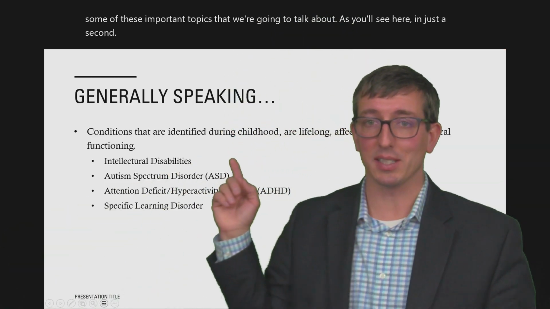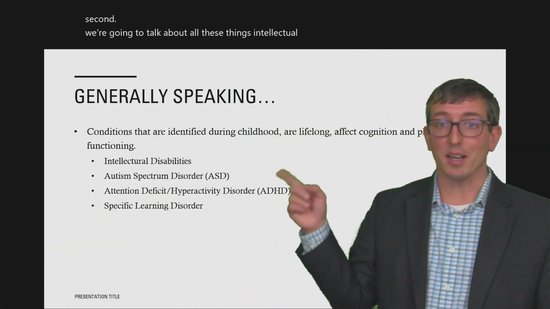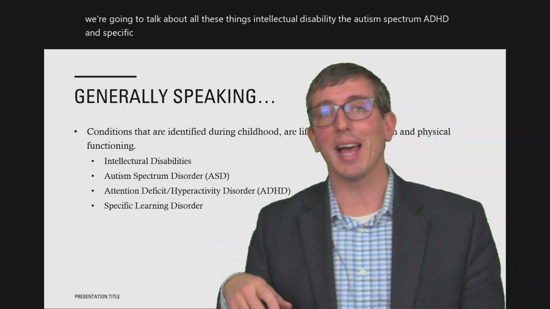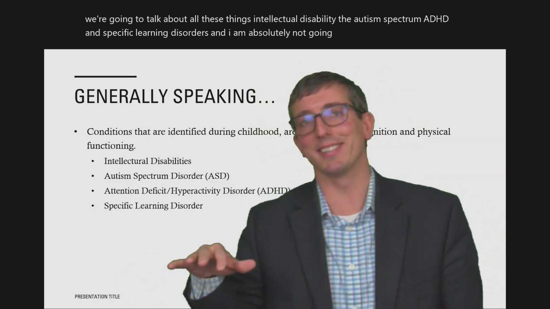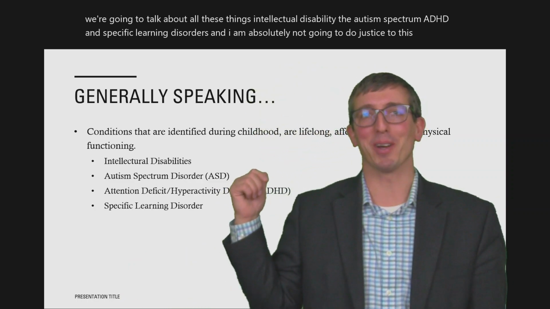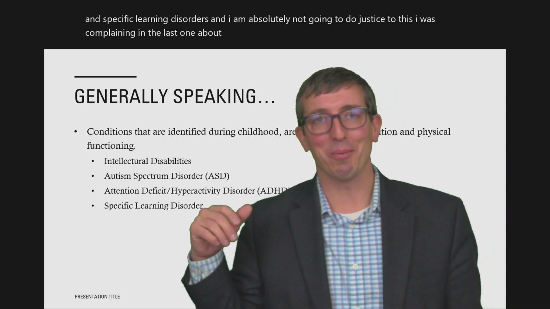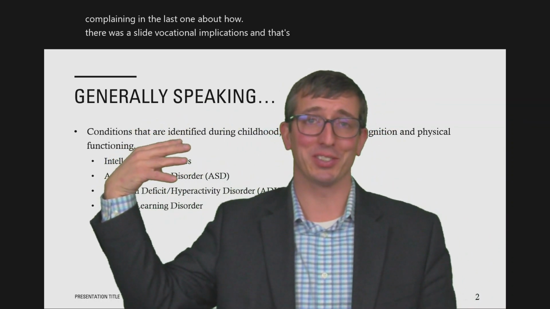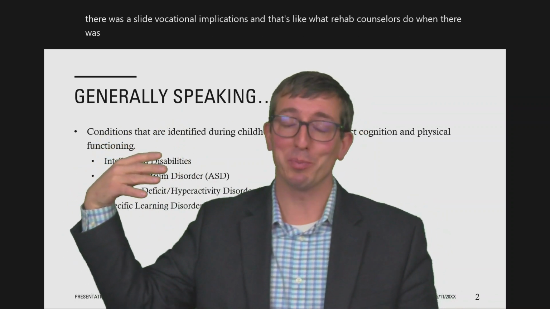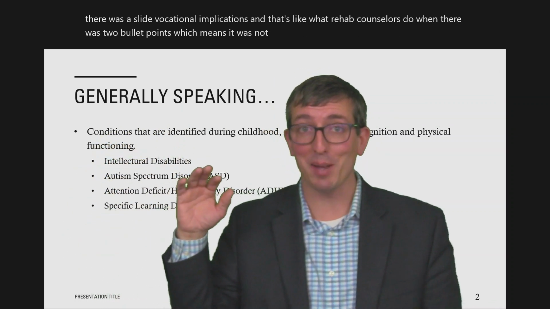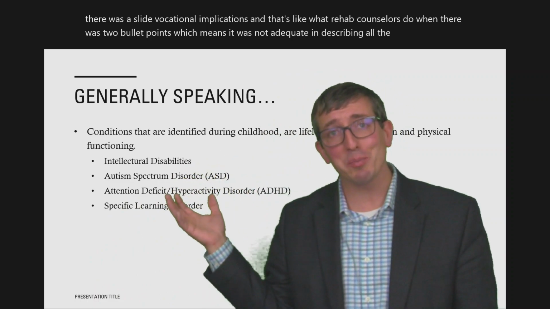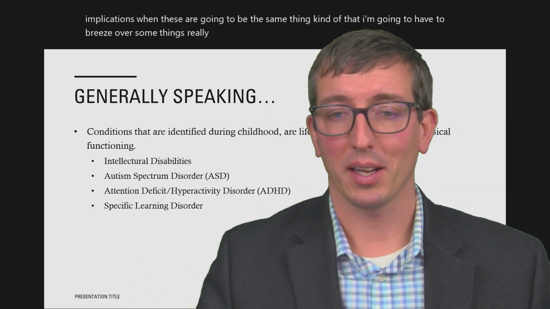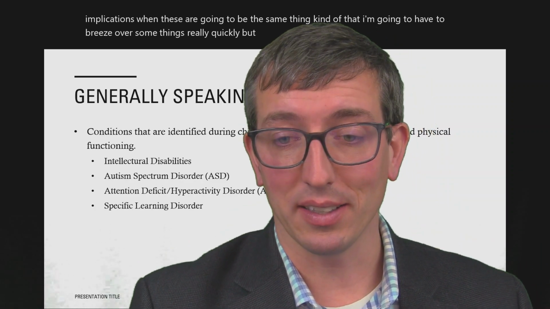We're going to talk about all these things: intellectual disability, the autism spectrum, ADHD, and specific learning disorders. And I am absolutely not going to do justice to this. I was complaining in the last one about how there was a slide, vocational implications, and that's what rehab counselors do, and there were 2 bullet points, which was not adequate in describing all the vocational implications. These are going to be the same thing, where I'm going to have to breeze over some things really quickly, because of timing.